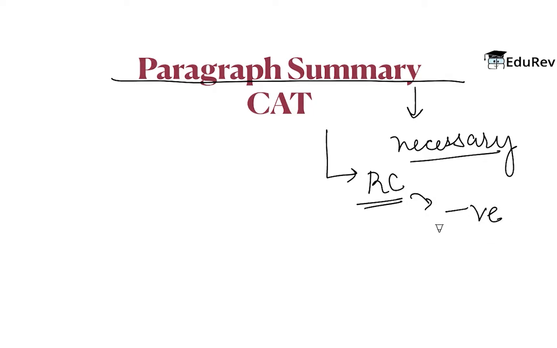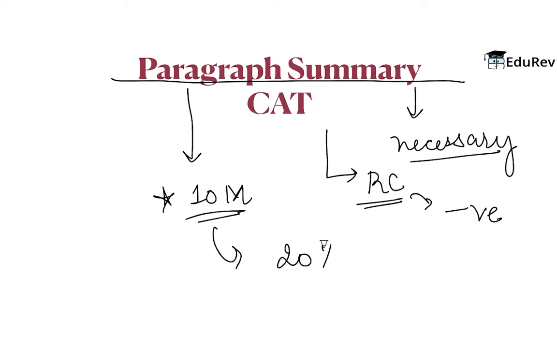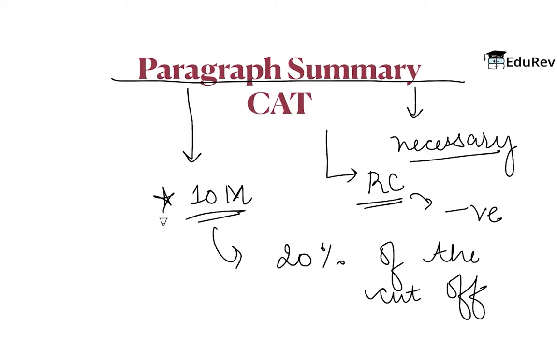But students, no one can afford to miss this topic anymore, as paragraph summary counts up to 10 marks. Now, 10 marks is a big number, right? That counts up to 20% of the cutoff of the CAT exam. That means that if you attempt this section and score 10 marks, then you will clear 20% of the cutoff of the CAT exam. Hence, you cannot skip this section, right?